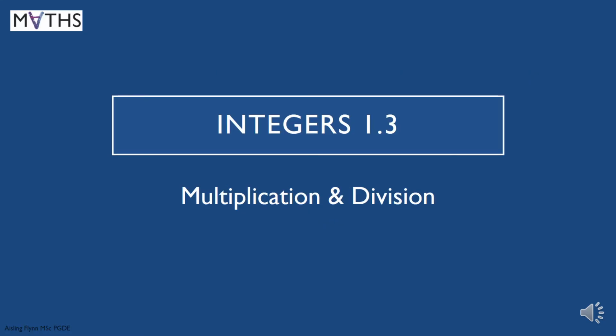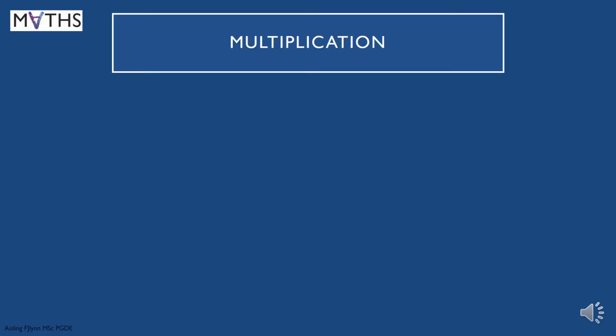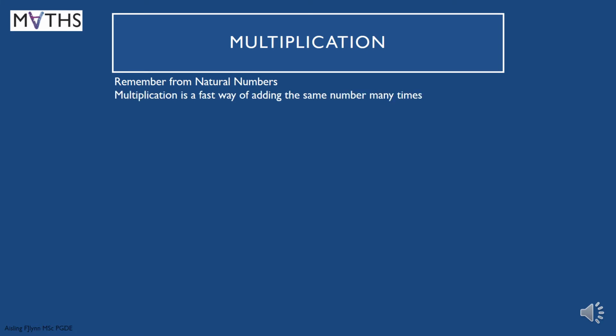This is integers 1.3. We're going to look at multiplication and division with integers. So first, multiplication. Remember from natural numbers that multiplication is a fast way of adding the same number many times. So we had the example of 3 plus 3 plus 3 plus 3 equals 12, or 4 times 3 equals 12.